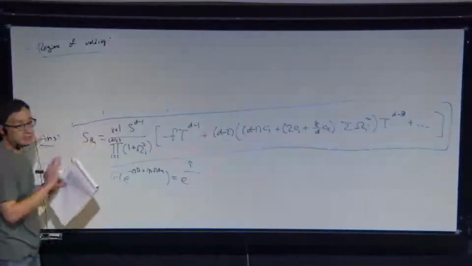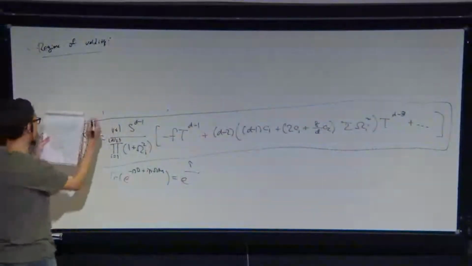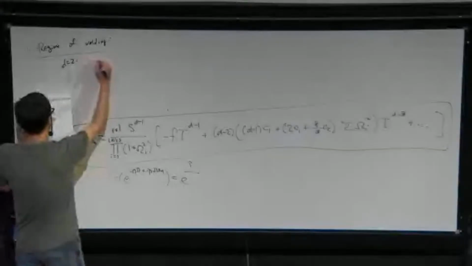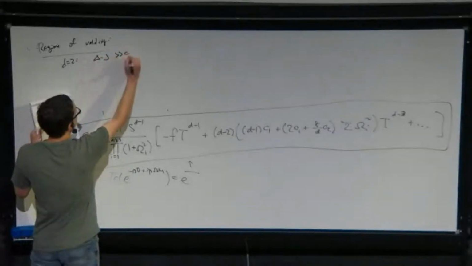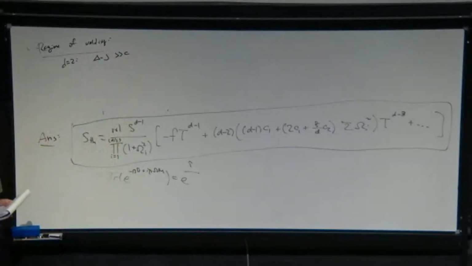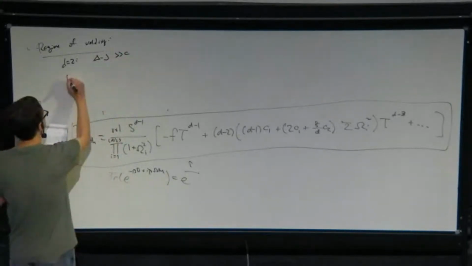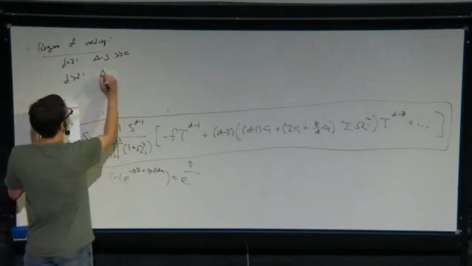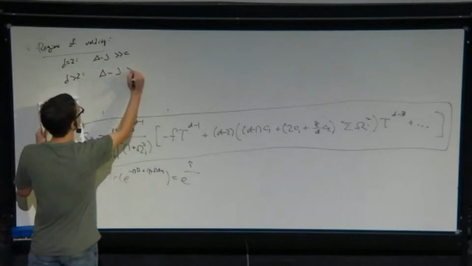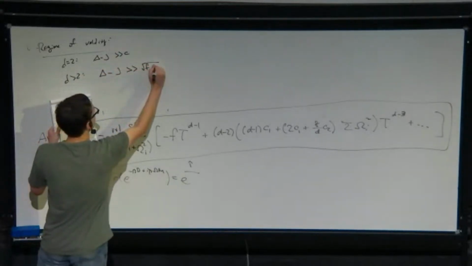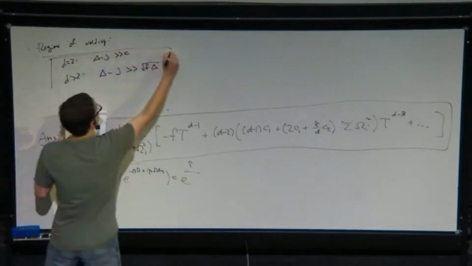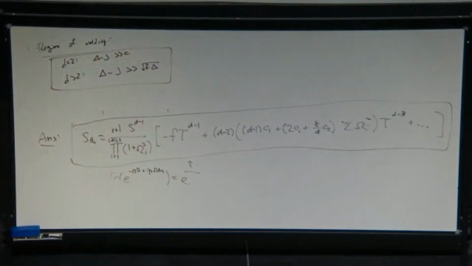And it's qualitatively different in 2 dimensions versus higher dimension. So I'll say what they are. In 2 dimensions, it's the usual Cardy regime. You need the twist to be much larger than the central charge. But for d bigger than 2, if you just turn on one spin, you need the twist to be much larger than the square root of delta.